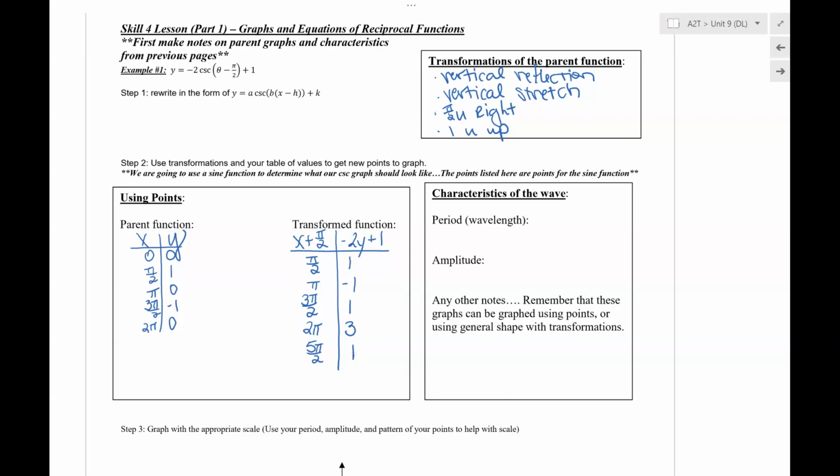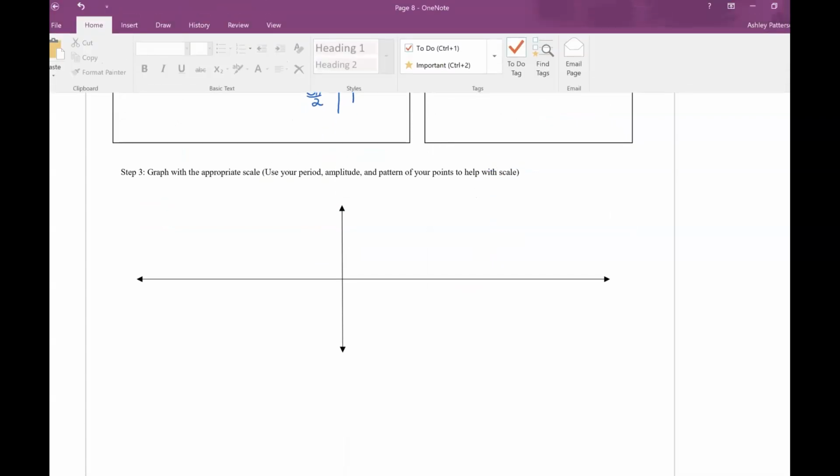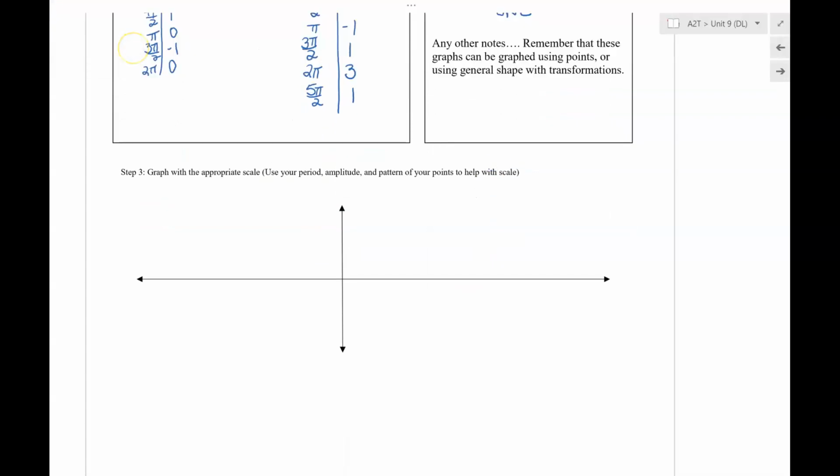Okay, the period is affected by the b value. That doesn't change. So this is going to be 2 pi over b, which is just 2 pi. The amplitude does not exist because it's cosecant, not sine. We are using sine to help us graph it. All right, so I'm going to go 4 tick marks out to my period. Half of 2 pi is pi.